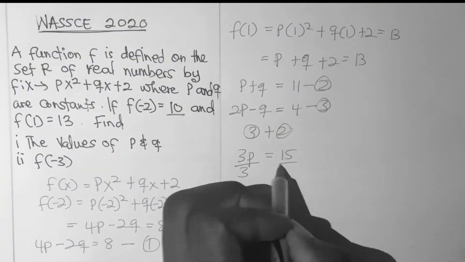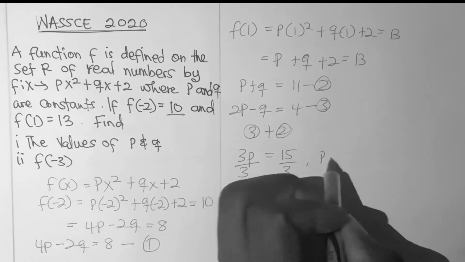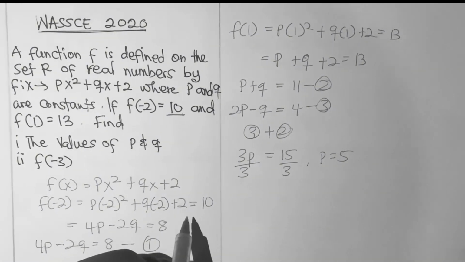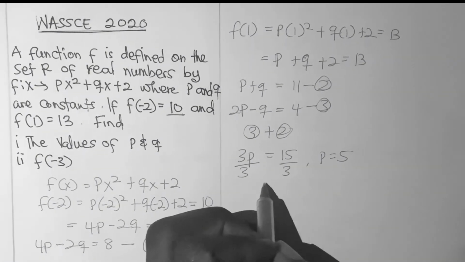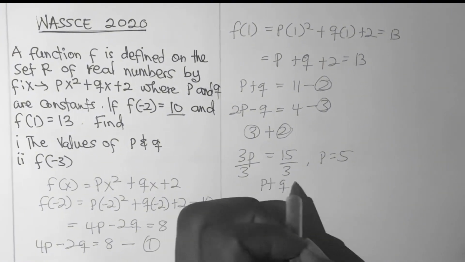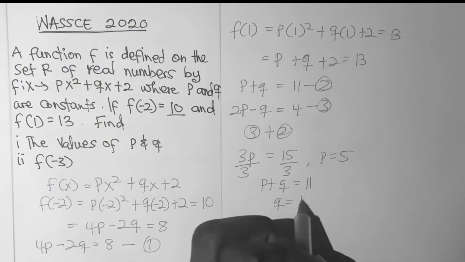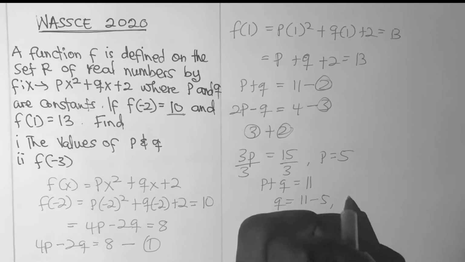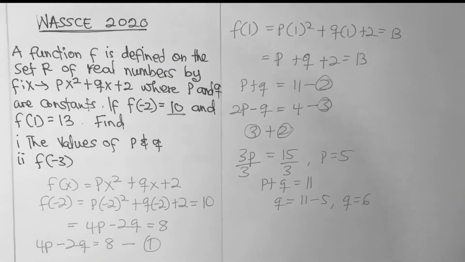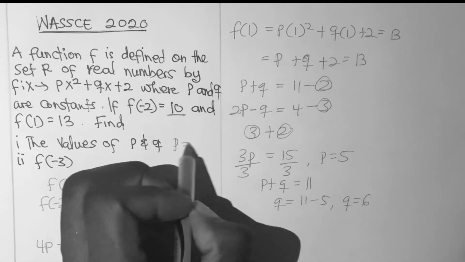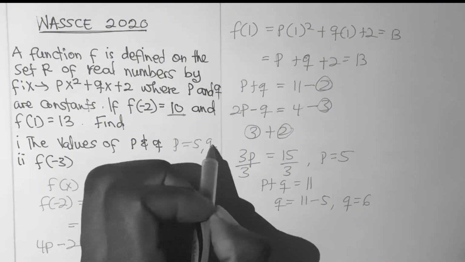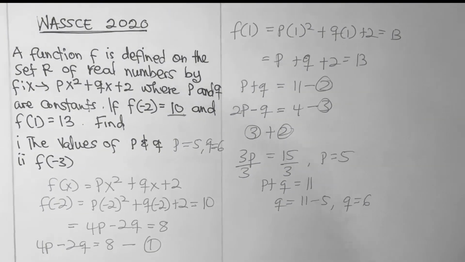So if you divide through by 3, you find out that p is equal to 5. However, we said that p plus q is equal to 11. So if p is 5, it means that q is equal to 11 minus 5. Therefore, q is equal to 6. So p is equal to 5 and q is equal to 6.